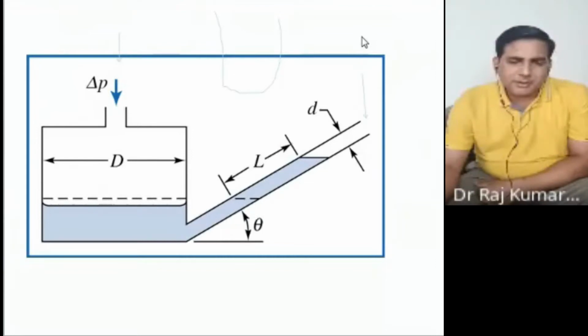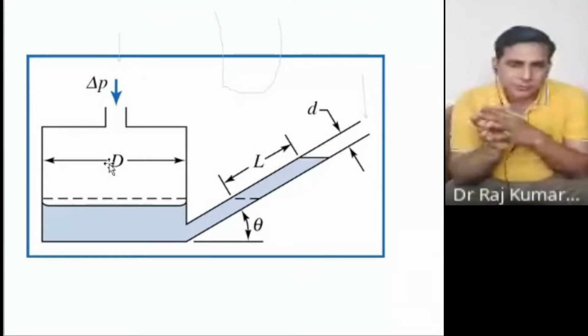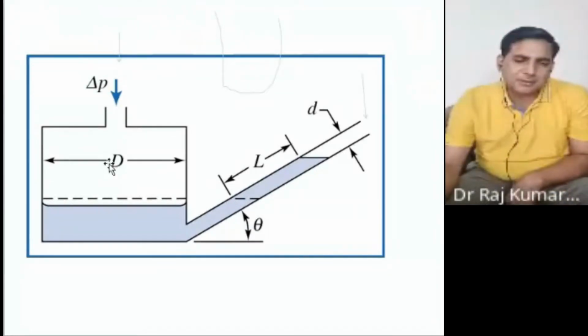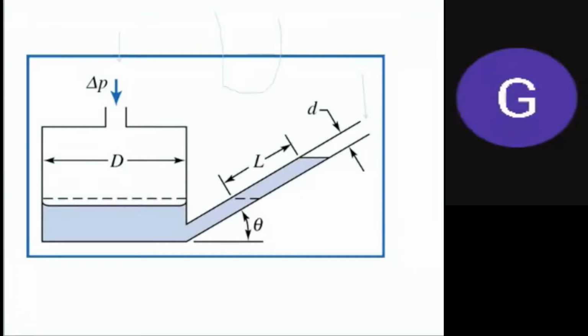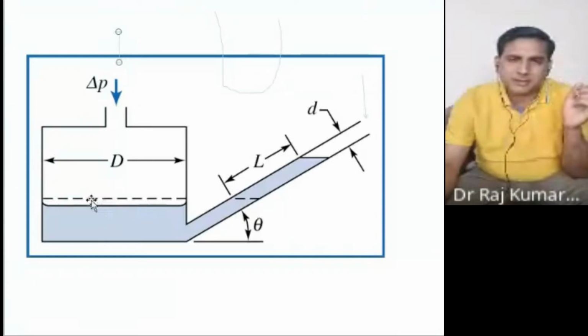Now here, in this case, you have a big chamber and a small tube. What is the purpose of that? Let me make this thing thicker. Once you connect these two ends to the manometer, you can see the difference in the level of the fluid in this particular limb.